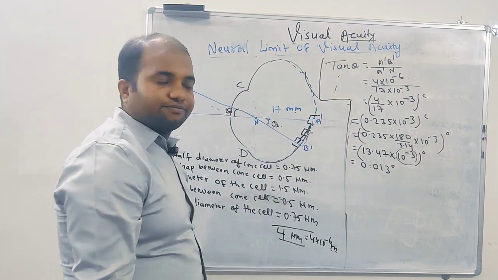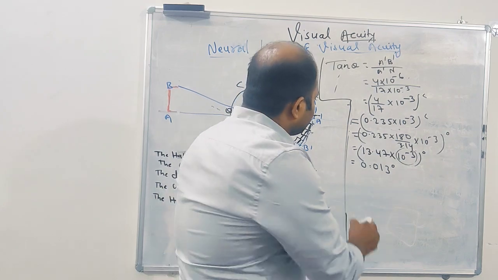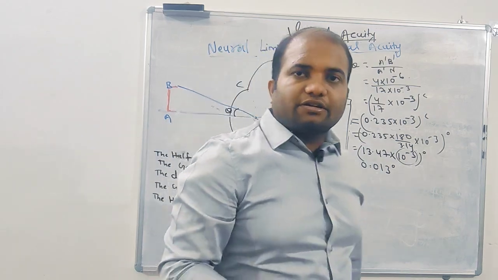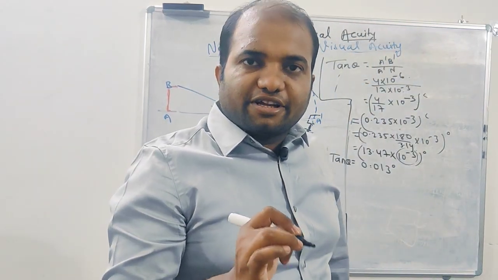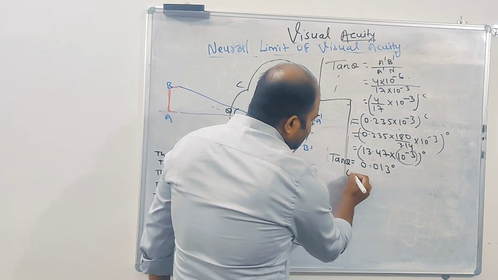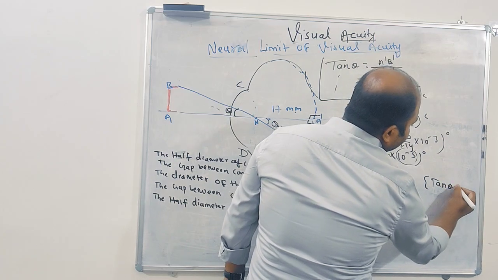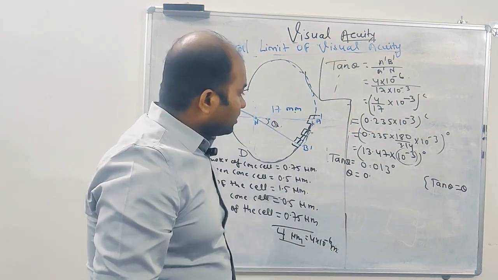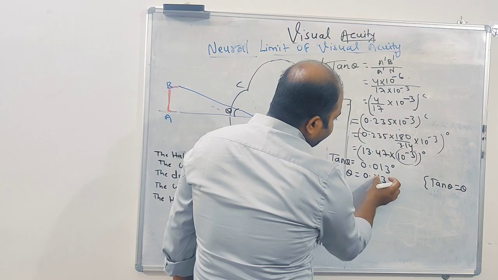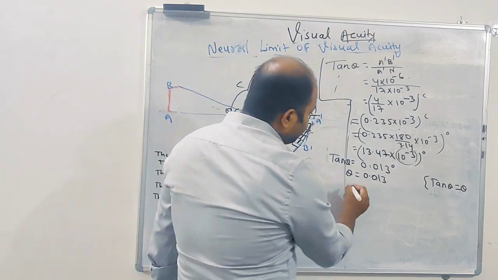As this degree is very small, we can write that tan theta is equal to theta. If the angle is very small, tan theta will be equal to theta. The same I can write like this: theta is equal to 0.013. This theta is equal to 0.013. Now this is in degrees.